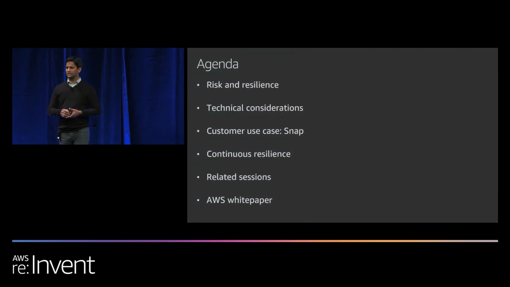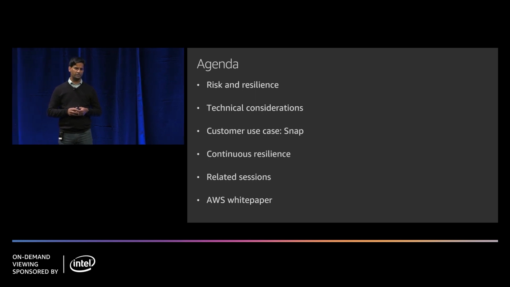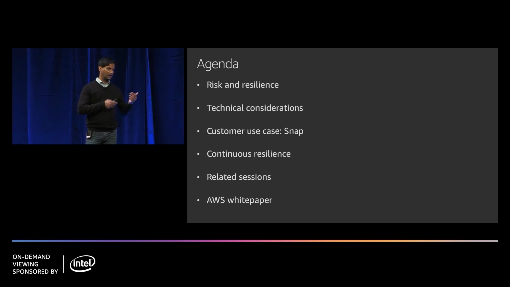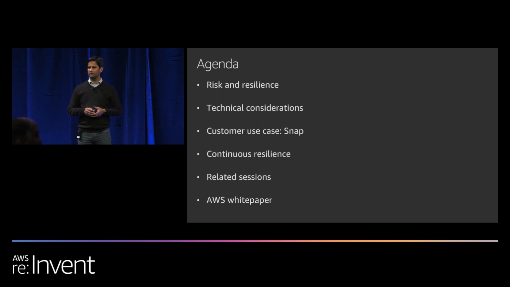This is a 300-level session, so there will be some content that I'm going to skip over in the interest of time. But I'm assuming some of you already have background with AWS and AWS services. And here's the agenda topics for today. I will be covering the first two topics, the risk and resilience, and also technical considerations from AWS services perspective.